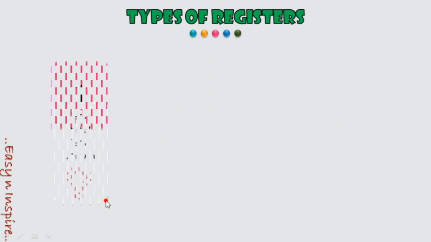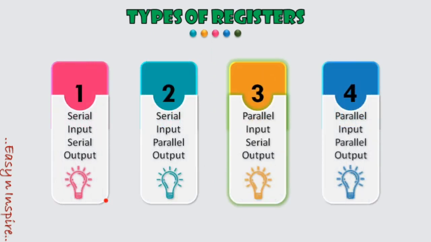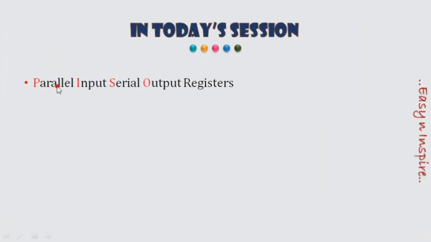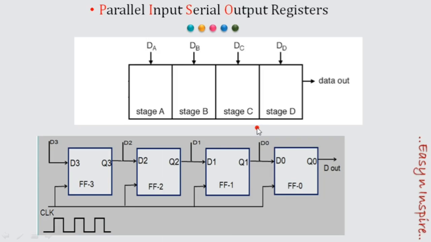In previous videos we have seen two types of registers, that is serial input serial output, and serial input parallel output. In this video I am going to explain about the parallel input serial output register. That is nothing but the PISO register.